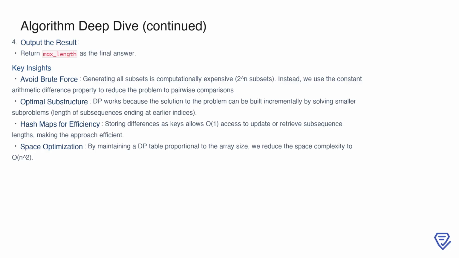The key insights that make this approach efficient are worth emphasizing. First, we avoid brute force methods, which would involve generating all possible subsets. This is computationally infeasible for large inputs. Instead, we focus on the property of constant arithmetic differences, which allows us to reduce the problem to pairwise comparisons. The problem also exhibits optimal substructure, meaning that the solution to the overall problem can be built incrementally by solving smaller subproblems for earlier indices. Using hash maps allows us to efficiently store and retrieve subsequence lengths based on their differences, and the overall space required is proportional to the size of the array squared, which is manageable for the given constraints.